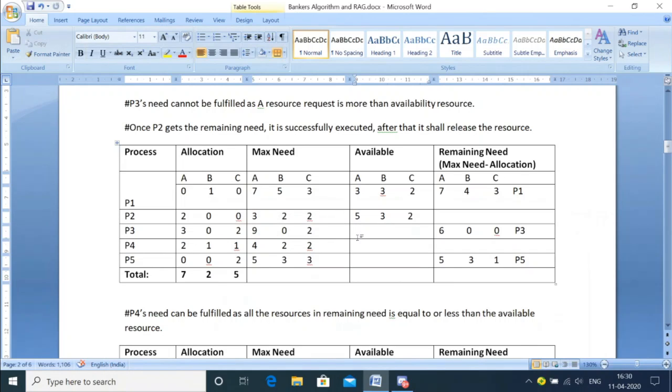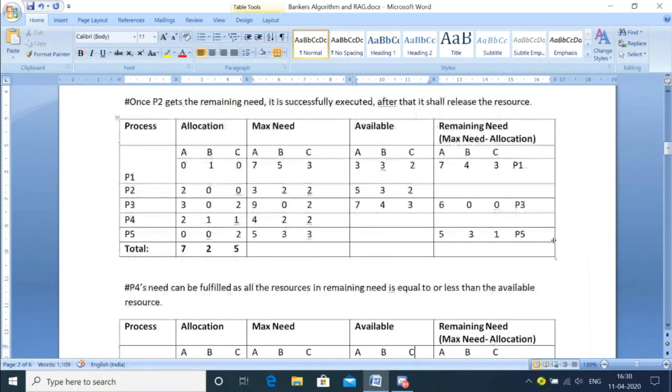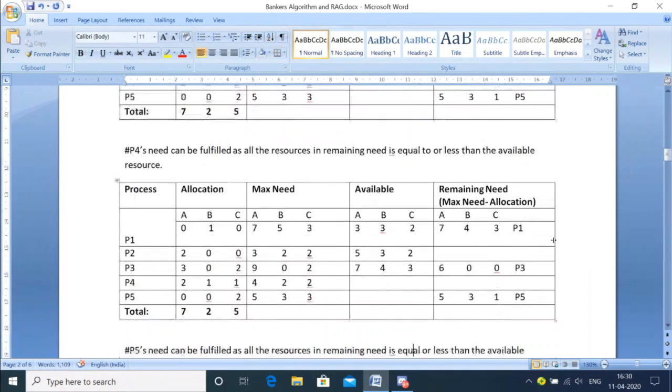So 5 plus 2 will be how much? 7. Then again, 1 plus 3 is how much? 4. And then again, the last one, what will come? 1 plus 2 is 3. Okay, so P2 has gone, P4 has gone. Remember the order, the cycle. Okay, so P2 is gone, P4 has gone.